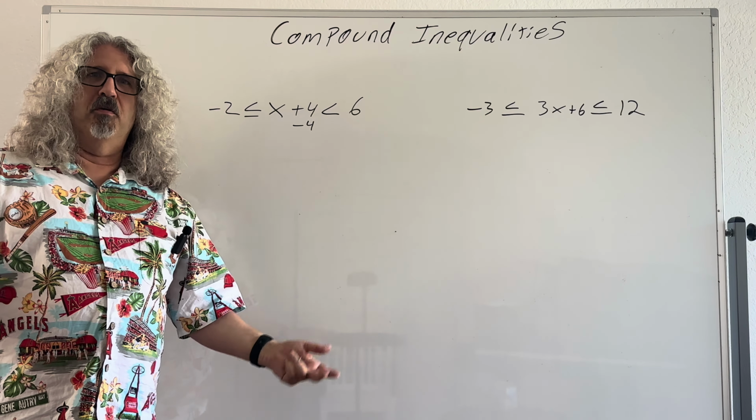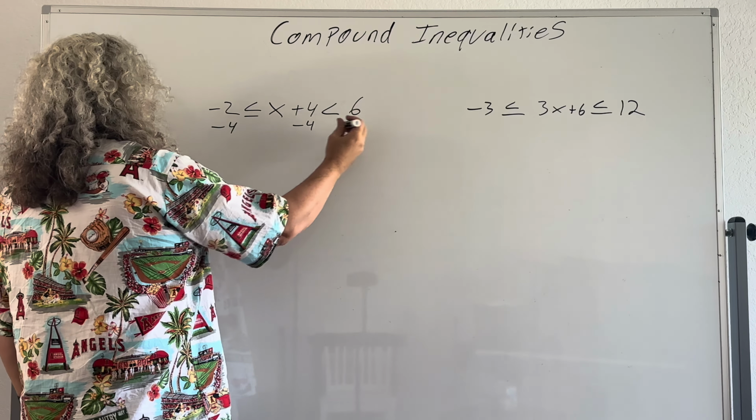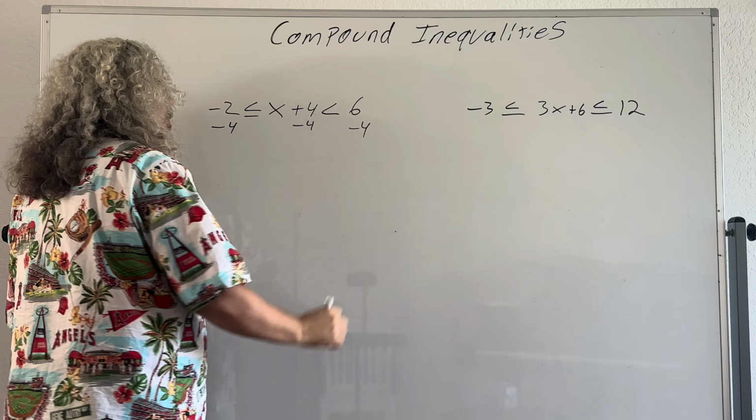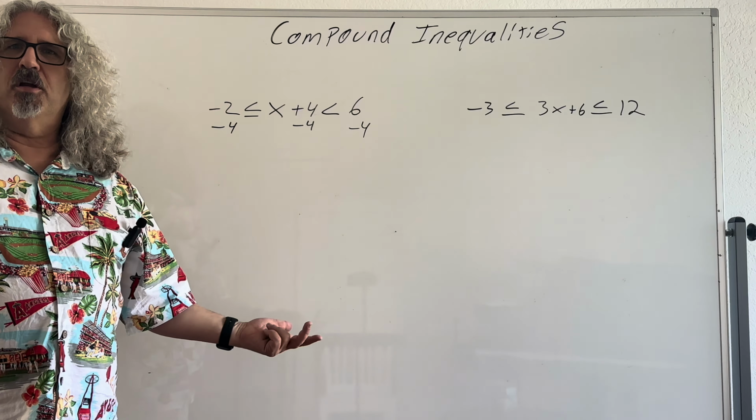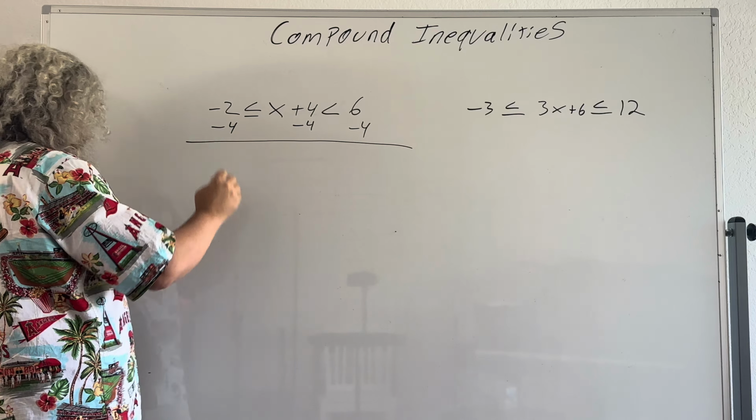So what do you think we do? Good point. We're going to do it to all three of them. So there's three sides. There's a left, there's a middle, and there's a right. We're just going to do it to all of them. And when you put it all together, add a line, change a sign.